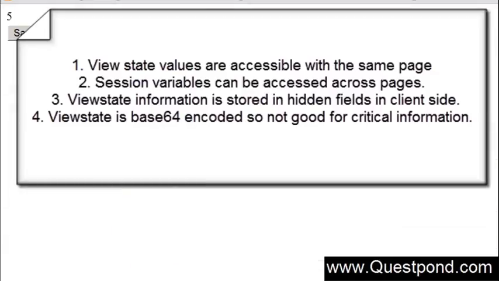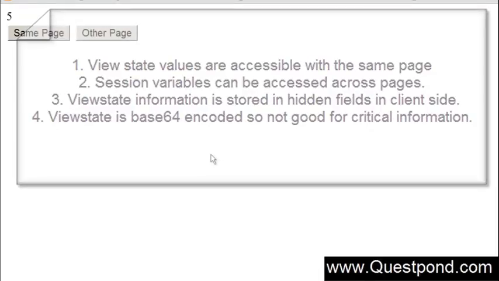So I have added 2 more points here. First, the ViewState information is stored on the client side inside hidden fields in the ViewState. Okay, and second, the value is base 64 encoded. So in other words, anybody can decode that value and see the value. So never store any kind of critical information inside ViewState.